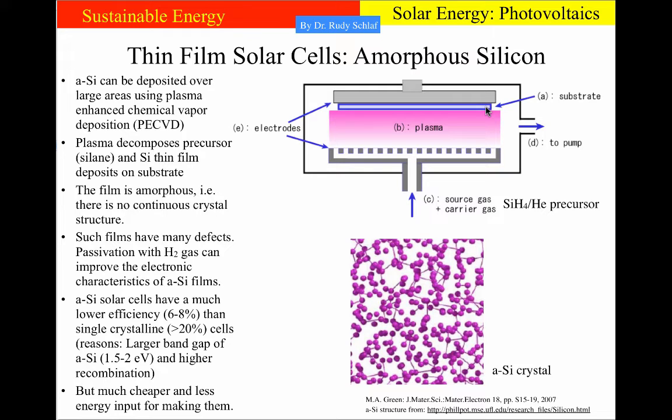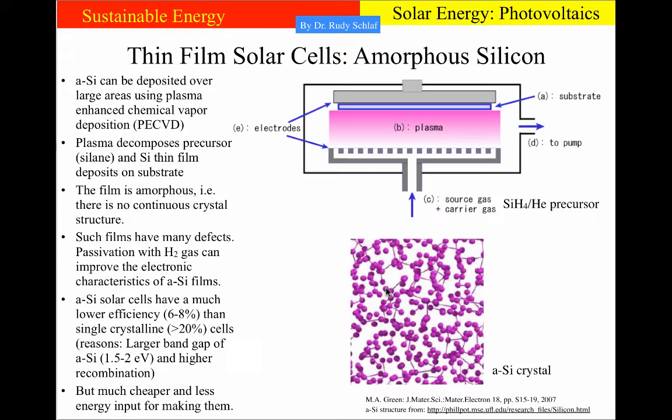These electronic properties can be improved by passivation with hydrogen gas. What happens there is that unsatisfied dangling bonds, as they're called, single electrons that are on the silicon atoms, are being passivated with that hydrogen. So the hydrogen bonds to the silicon, and that removes trap states within the band gap, so the electrons and the holes can travel further before they recombine.